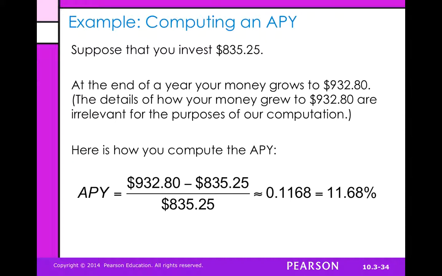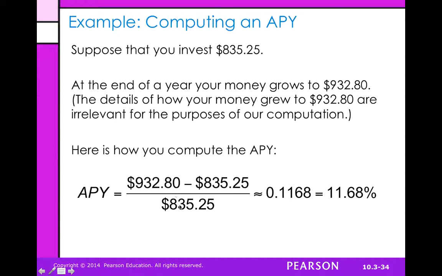So, yeah, the details of how your money got that way are totally irrelevant for now. So how do you compute the APY? Well, look, 932.8 minus 835.25. What does that represent? That represents the amount of money you made. Right? So you moved from 835 to 932. So to figure out your profit, you just subtract the two numbers.